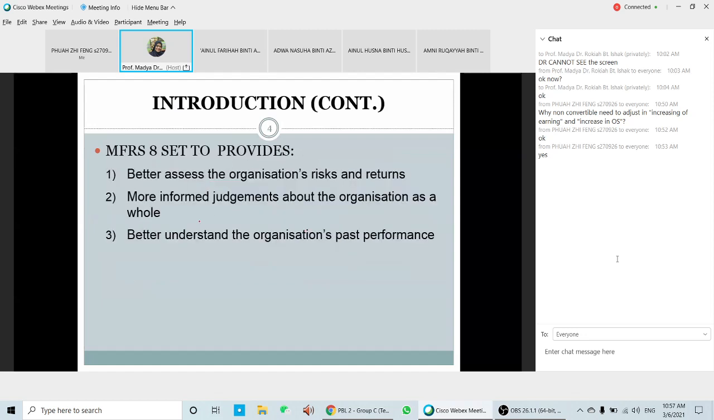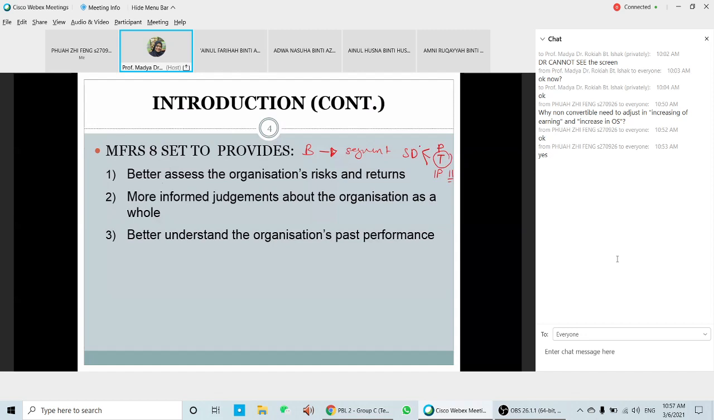The standard was set up to provide better assessment of the organization's risk and return. Once the business is segregated into segments, we provide a better assessment of the organization's risk. For example, last time Sandabi had plantation, transportation, and investment property. One of the segments, the transportation segment, provided a loss.